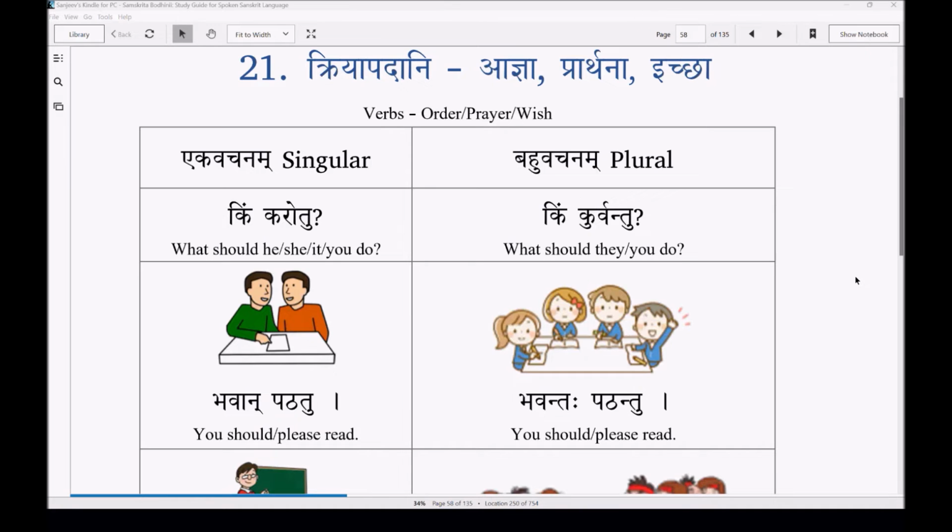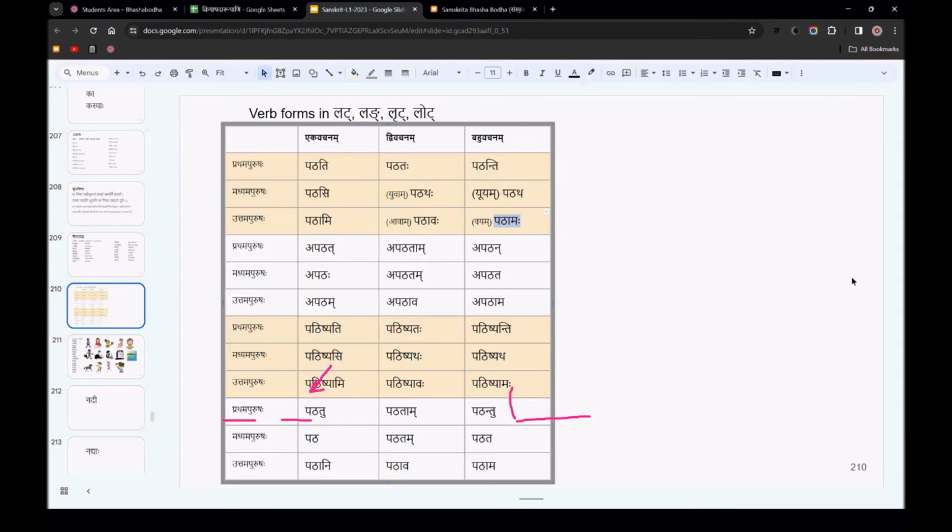The bahuvachana of bhavan, we know, is bhavantaha. So when the noun changes to bahuvachana, its corresponding kriyapada also should change to bahuvachana. So the bahuvachana of pathatu is pathantu. If you look at the table again, you see that pathatu's bahuvachana is pathantu right here. Ekavachana is pathatu. So bhavan pathatu, bhavantaha pathantu.